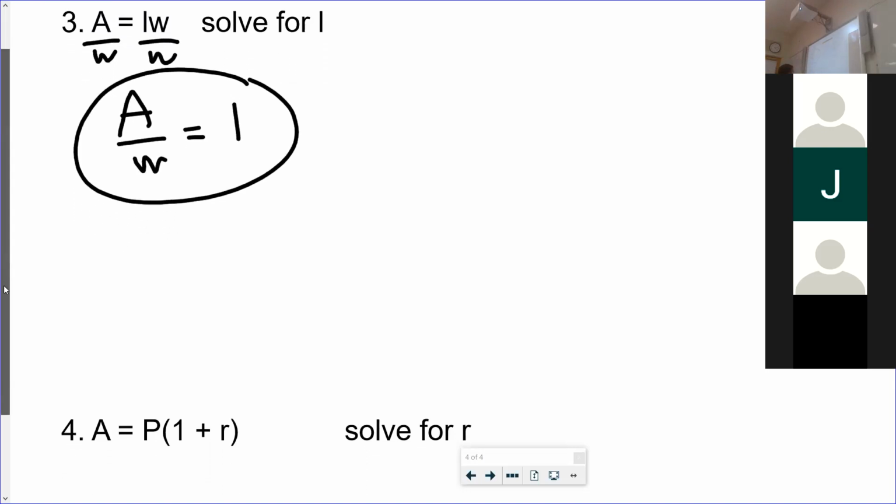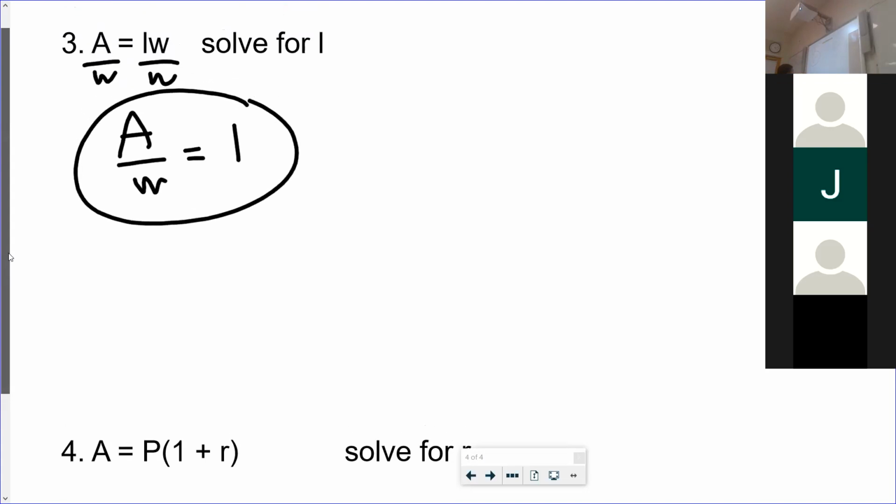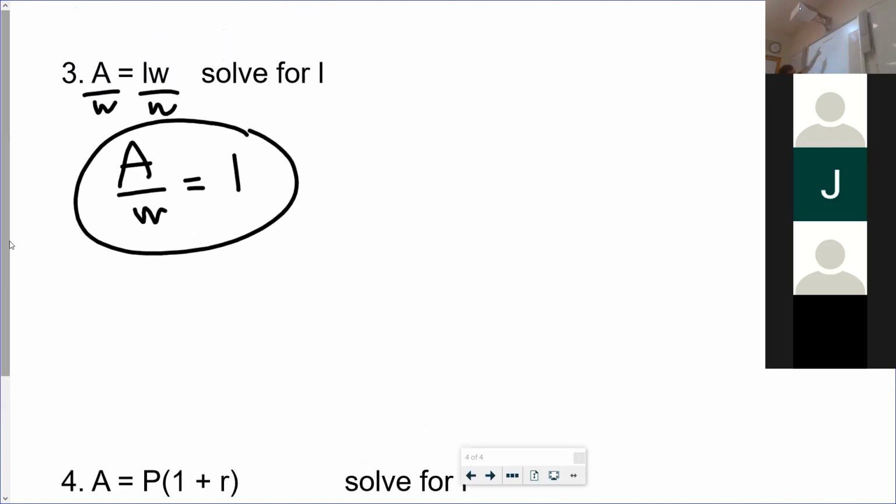Wait, aren't they supposed to be lowercase though, like the variables? A is a capital A because it's particular to area. So it's because it's an actual formula for something. They use a capital A.